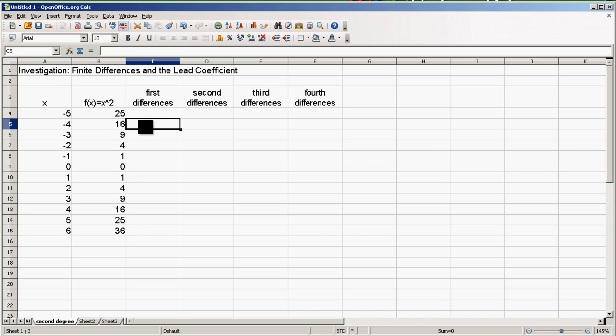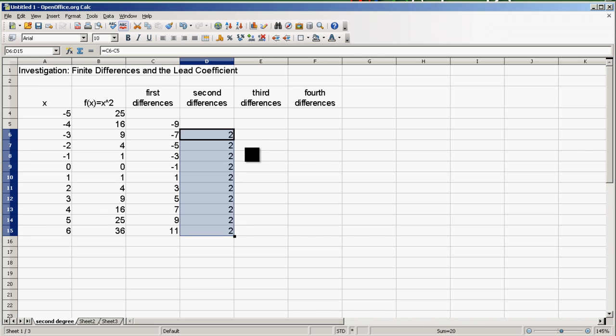My first difference is what's in cell B5, -9, and that makes sense. And so what I'm going to do is edit, fill down. There, I've got all my first differences calculated. Now I'm going to calculate my second differences and see if I'm starting to pick up a pattern. So I'm going to go equals C6 minus C5, 2, that looks right. Okay, edit, fill down, very good.